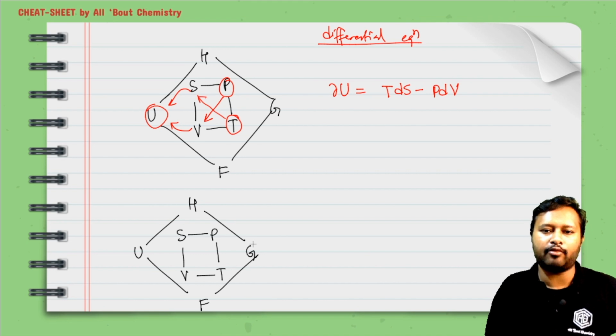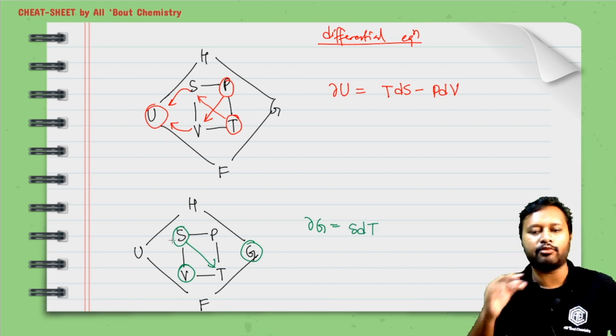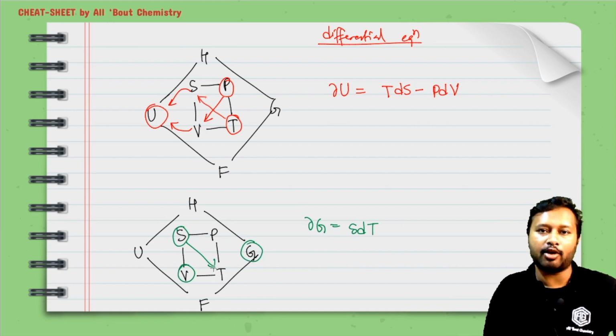Now let's say I want to find out the equation for Gibbs free energy. Where do you have to start from? You cannot start from P and T because they are just adjacent to it. You have to start from S and V. Now the first thing is that you write down dG first of all, because that's what we are doing. S to T. So this will be S dT, because you started from S and you went to T. The arrow is in the downward direction, so you have to write a minus sign. So minus S dT.